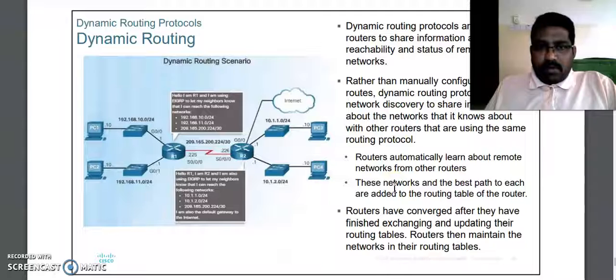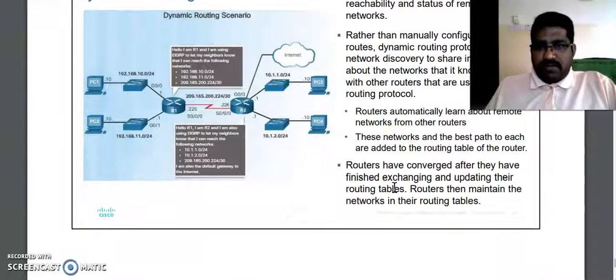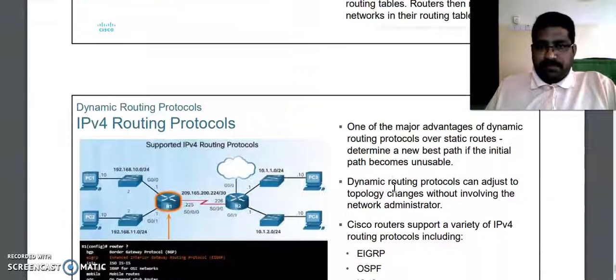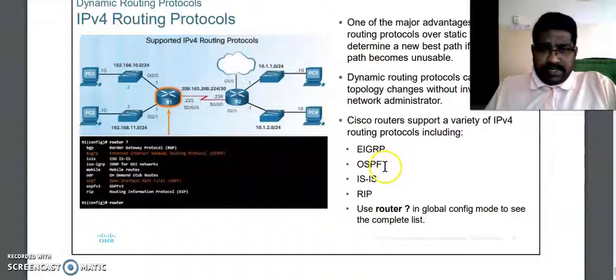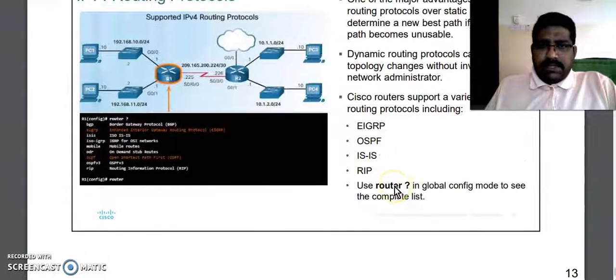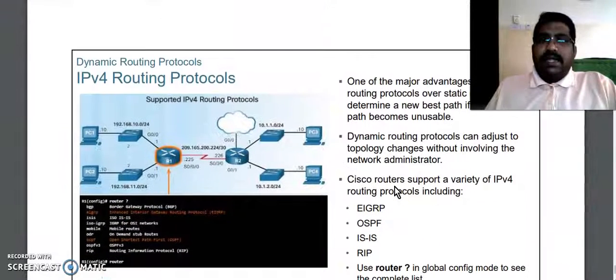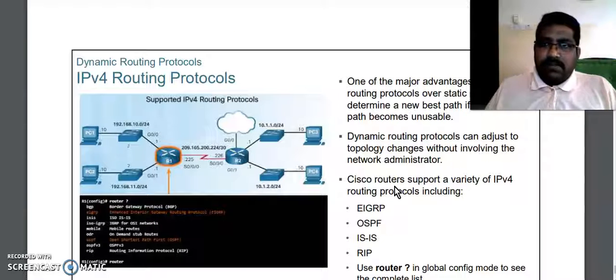Dynamic routing protocols: we have different types of dynamic routing protocols, for example EIGRP, OSPF, IS-IS, RIP. We will discuss in detail about dynamic routing protocols and static routing in chapter 2 and chapter 3. In chapter 2, we will discuss static routing. In chapter 3, we will discuss dynamic routing protocols.